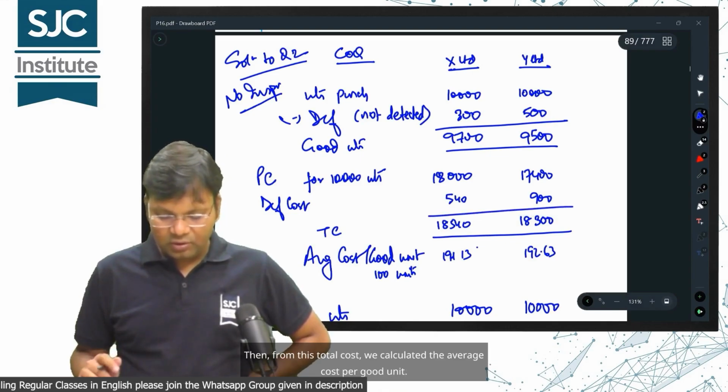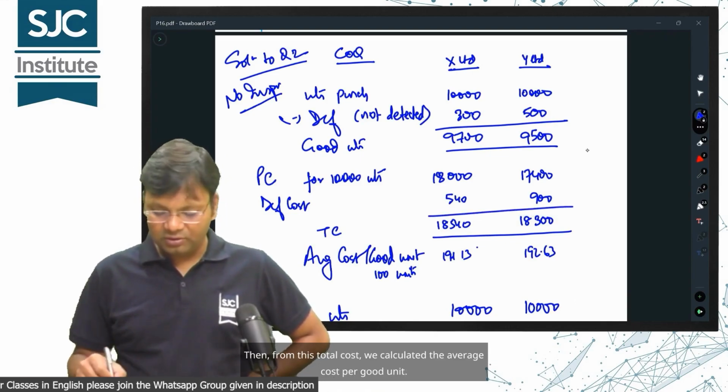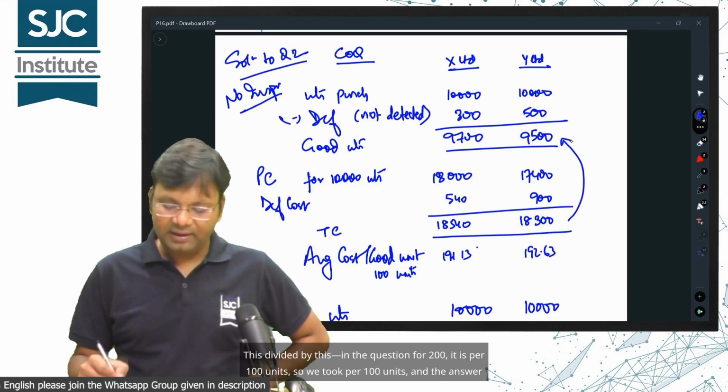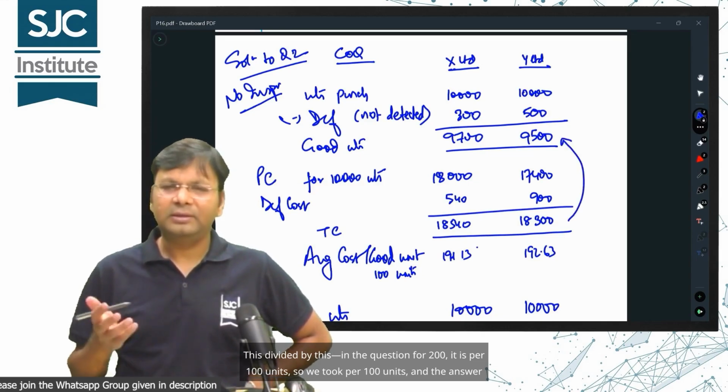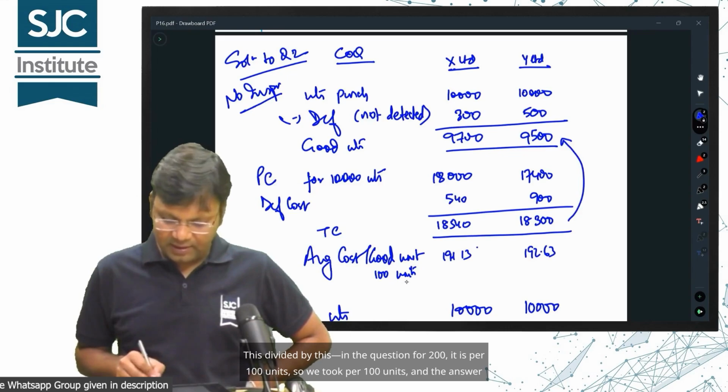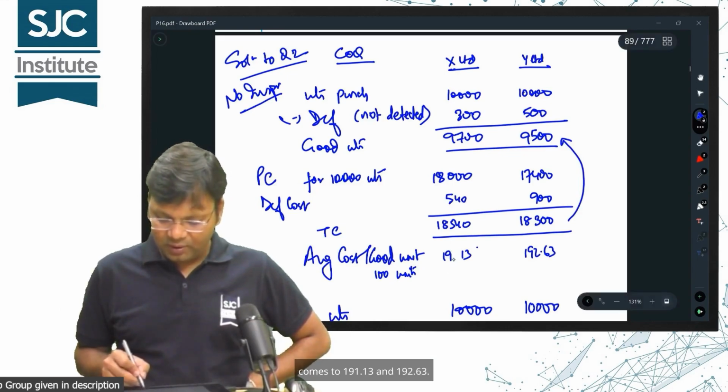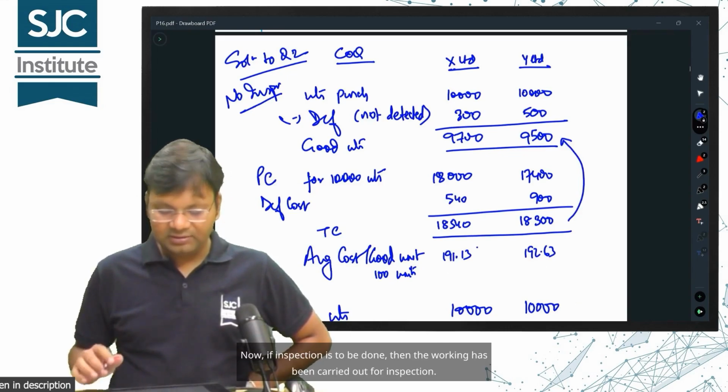Then, from this total cost, we calculated the average cost per good unit. This divided by this, in the question it is per 100 units, so we took per 100 units, and the answer comes to 191.13 and 192.63.